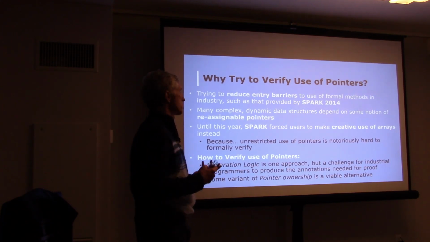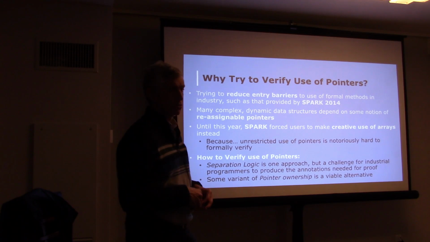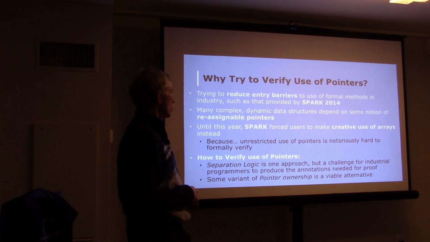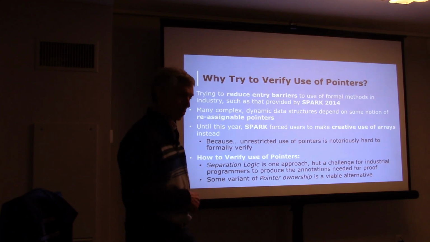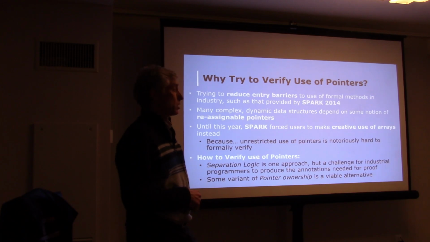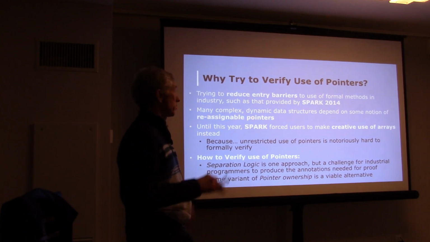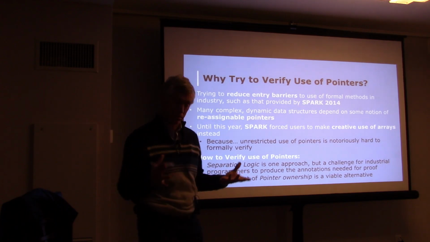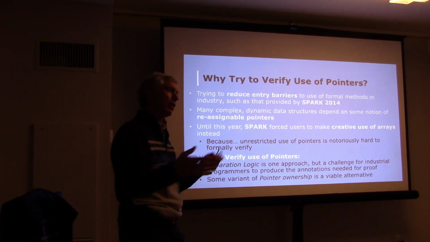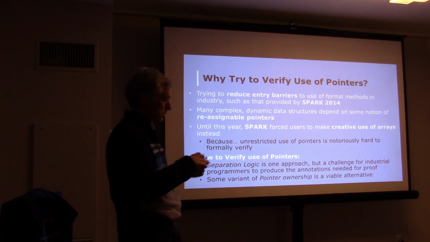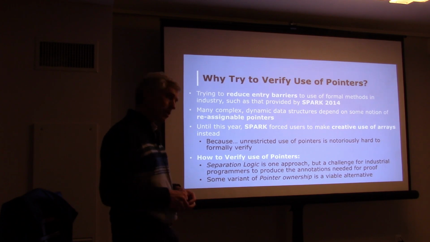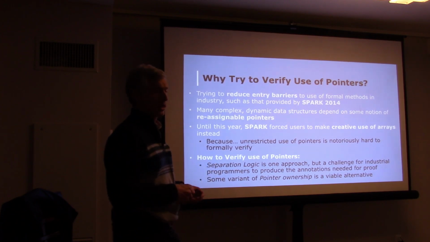And SPARK has emerged as one of the relatively few industrial strength formal verification systems. But as we also know, dynamic data structures are more easily represented using pointers. SPARK, until this year, forced people to make creative use of arrays instead of any pointers. So you want to have a linked list? Well, you have an array with indices that have the next element identified, and you can do trees that way and all kinds of things, but that gets kind of old.